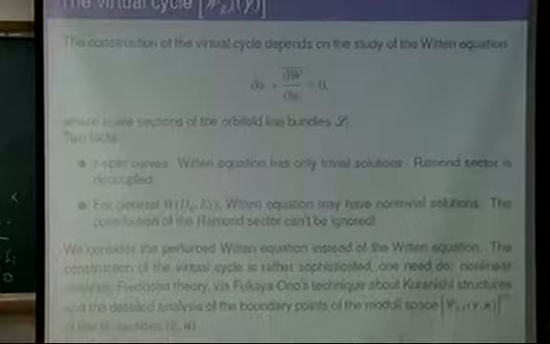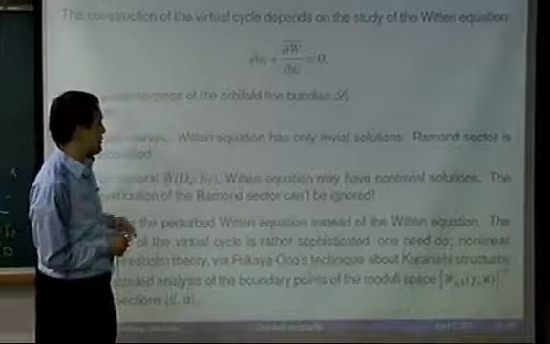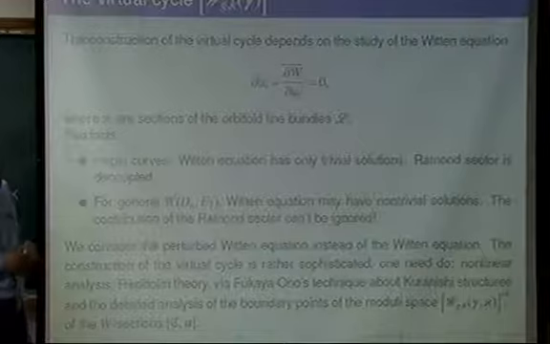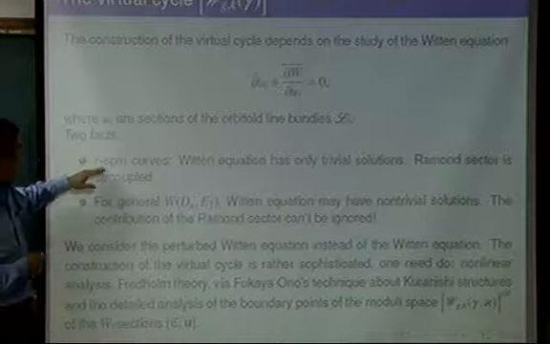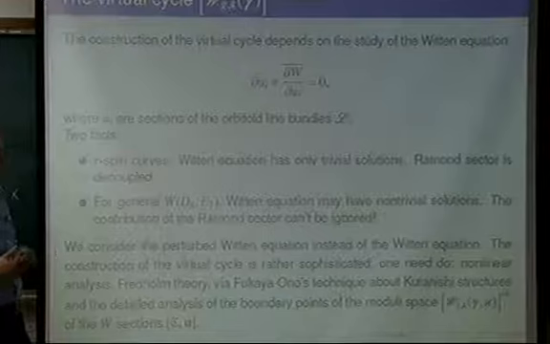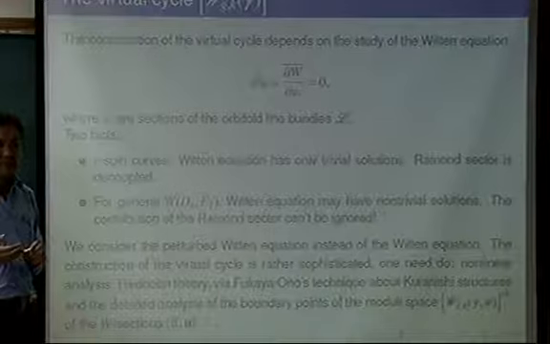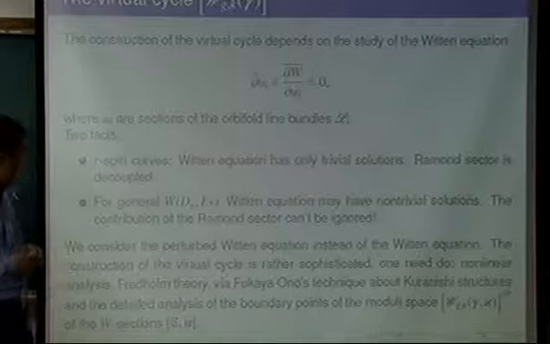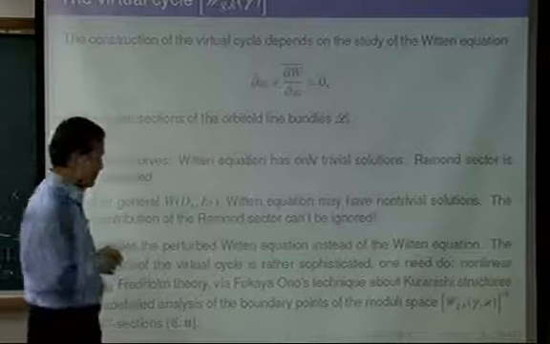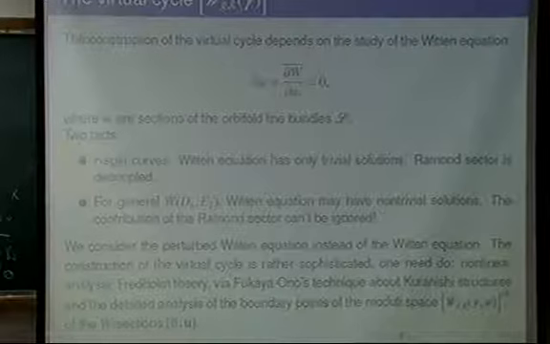Here, Ui is a section of the orbifold line bundle Li. There are two facts about this equation. For W equals X to the R plus 1, the so-called A_R case, we have the R-spin curve theory. In this case, the Witten equation has only the trivial solution. The Ramond sector is decoupled, which means everything related to the Ramond case can be taken as zero, and we can get the complete theory. For the general case, the Witten equation may have non-trivial solutions, so this is why we have to consider a more complicated moduli space involving the solutions of this equation.